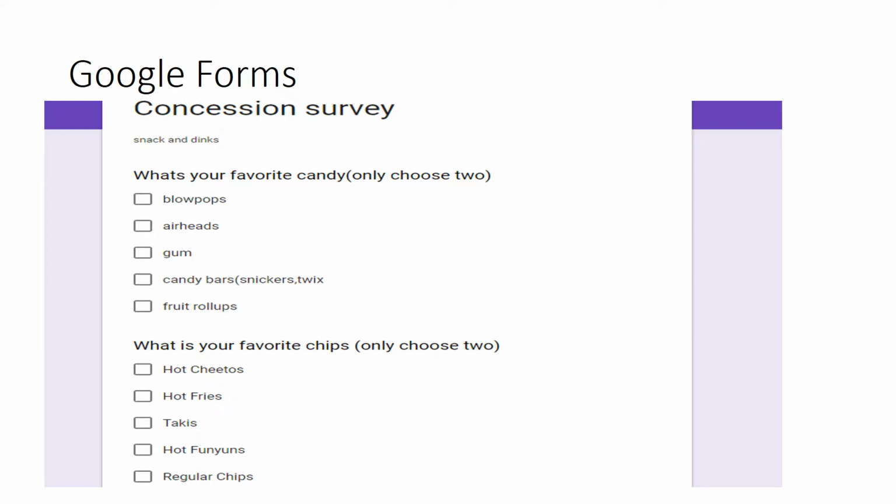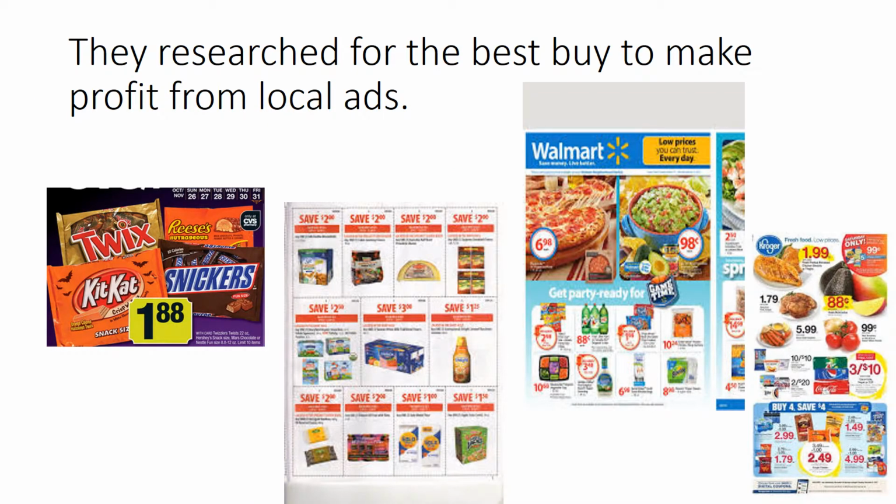This is a little snippet of what one of the surveys looked like. As you see, favorite candy, they went through candy, Blow Pops, and such, favorite chips, Hot Cheetos, Takis. So I thought that was kind of neat. Next, I brought in some ads from my old sales papers for them to look at, and I allowed them to look online to get an understanding of the price of the candy, the chips, and the drinks that they want to sell, and try to come up with a profit margin.